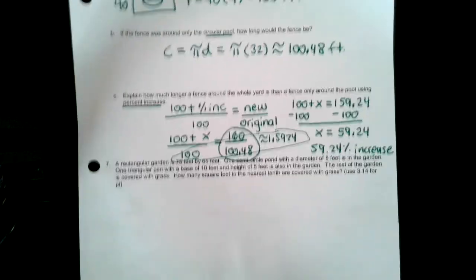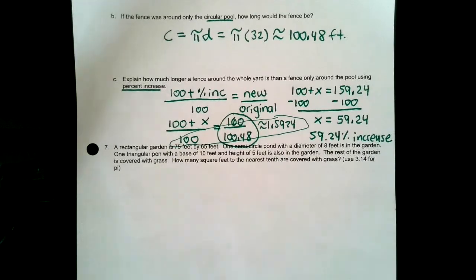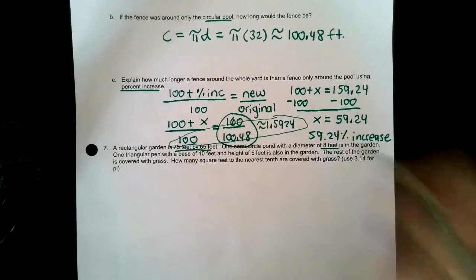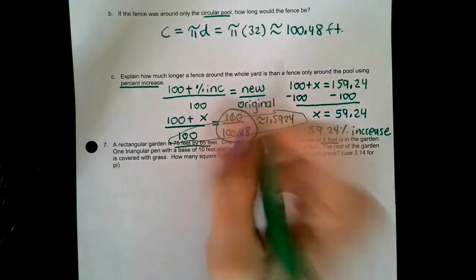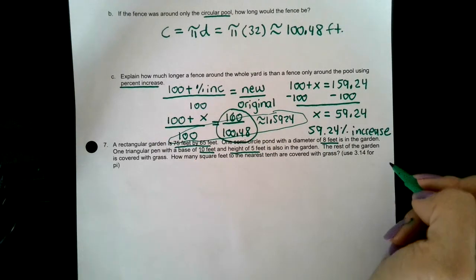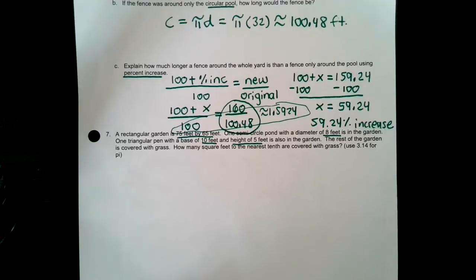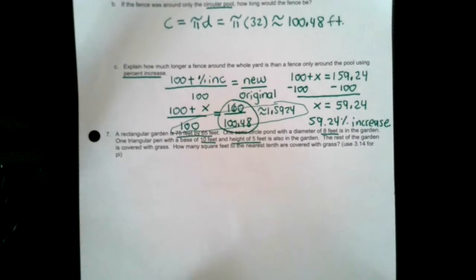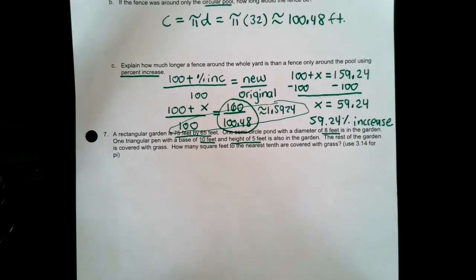All right, and now for our last problem. It says for number 7, a rectangular garden is 75 feet by 65 feet. One semicircle pond with a diameter of 8 feet is in the garden. Okay, let me underline some important information here. One triangular pen with a base of 10 feet and a height of 5 feet is also in the garden. The rest of the garden is covered with grass. How many square feet to the nearest tenth are covered with grass? We're going to use 3.14 again for our approximation for pi.